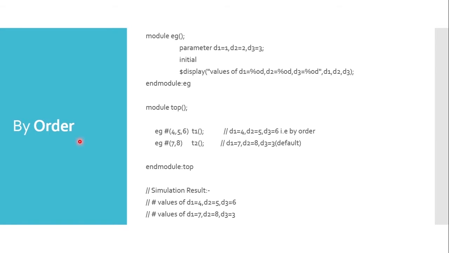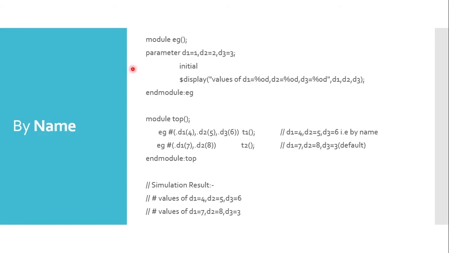Okay, now see, by name, here I am declaring the same example, module example end module. Within that parameter d1 is equal to 1, d2 is equal to 2, d3 is equal to 3, and I am displaying the values, right?